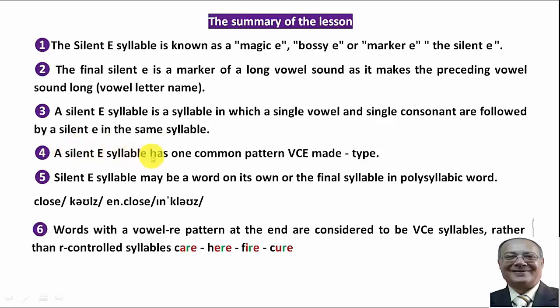A silent E syllable has one common pattern, V, C, E, as in made, type. A silent E syllable may be a word on its own, or the final syllable in a polysyllabic word, like close and enclose. Words with a vowel-R-E pattern at the end are considered to be VCE syllables rather than R-controlled syllables. Care, here, fire, cure.